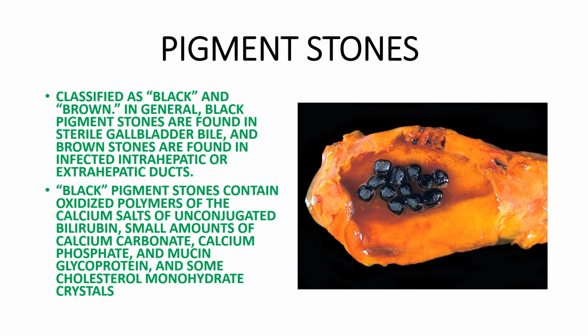The black pigment stones contain the oxidized polymers of the calcium salts of unconjugated bilirubin, small amounts of calcium carbonate, calcium phosphate, and mucin glycoprotein. Remember this mucin glycoprotein because this is the basic constituent of almost all the stones, including the cholesterol stones and the mixed stones. Those may be the black or the brown stones, and some cholesterol monohydrate crystals may be there. You can see the photograph of the black stones.